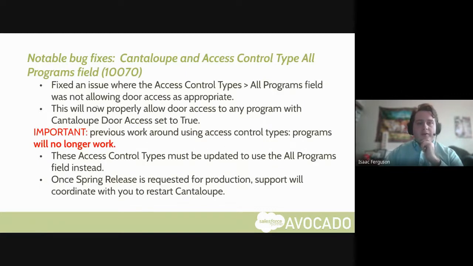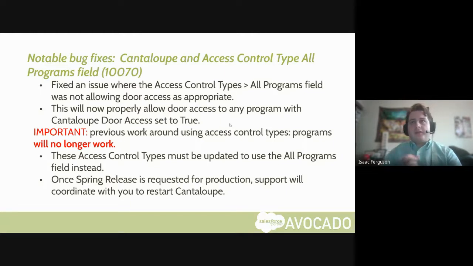This is item 10070, Cantaloupe and access control types all programs field. So this fixed an issue where the access control types all programs field was not allowing door access as appropriate. This will now properly allow door access to any program with Cantaloupe door access set to true.